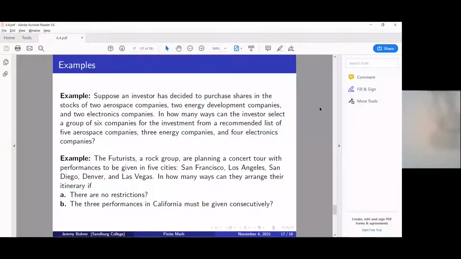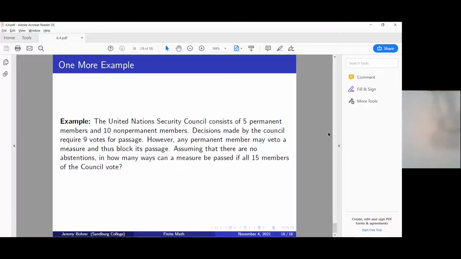In this video, we're on the wrong page here. I don't know how that happened. There we go. In this video, we're going to look at this problem on page 18 of the 6.4 slides.